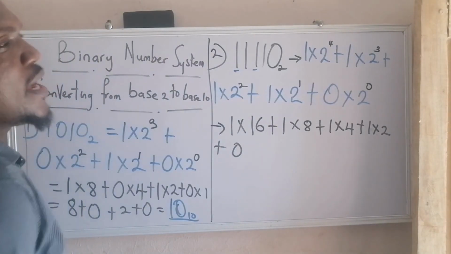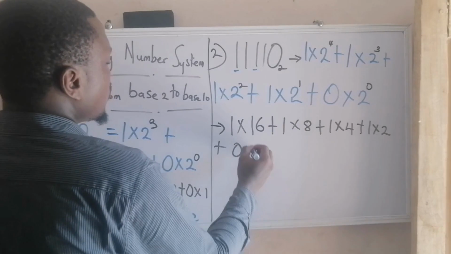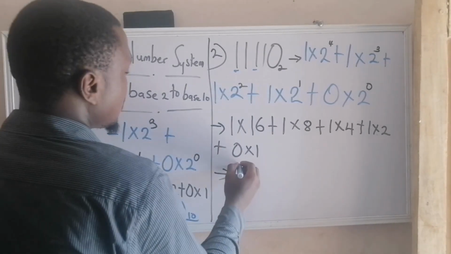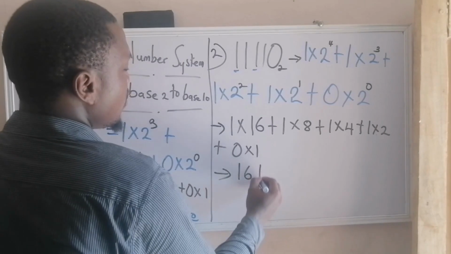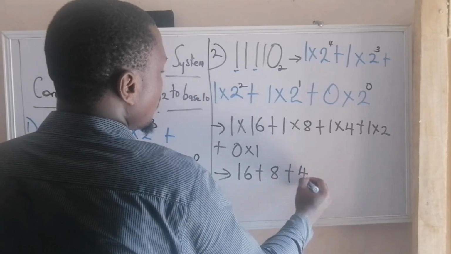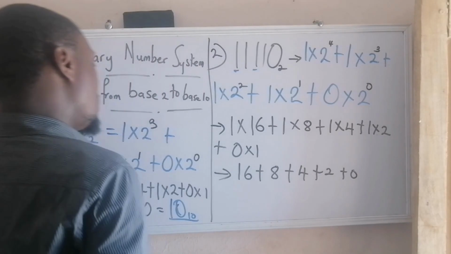In case you don't know, anything raised to power 0 is what? Is 1. So 2 raised to power 0 is what? 1. So we move on by saying, what is 1 times 16? 1 times 16 is 16. 1 times 8 is what? 8. 1 times 4 is what? 4. 1 times 2 is 2. Then 0 times 1 that will be 0.